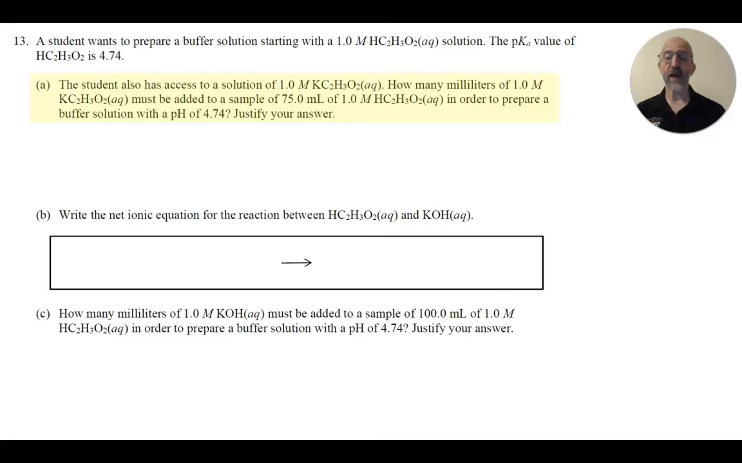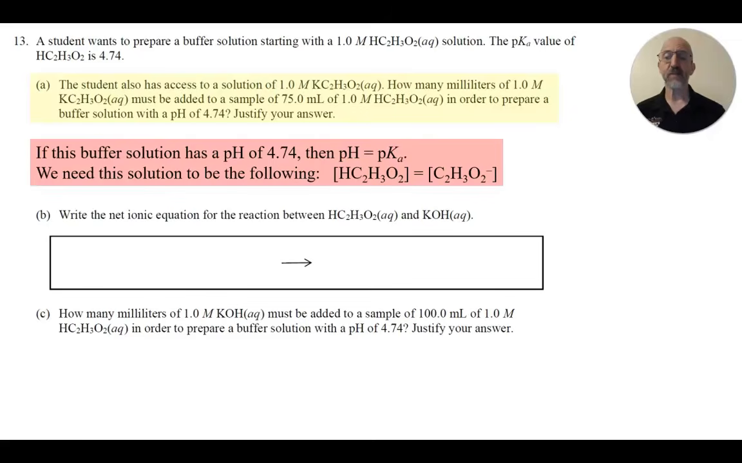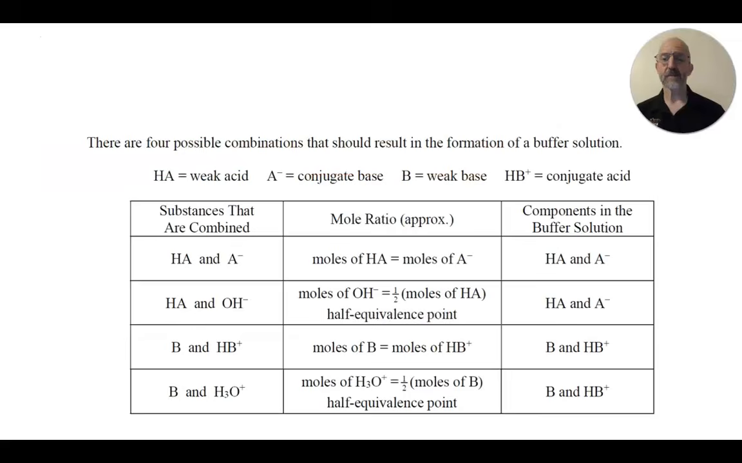So remember that when pH equals pKa, we have an equimolar amount of both the weak acid and the conjugate base. So if this buffer solution has a pH of 4.74, then pH equals pKa. So we need this solution to be the following. Concentration of acetic acid is equal to the concentration of the acetate ion.